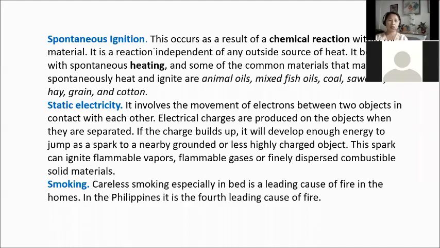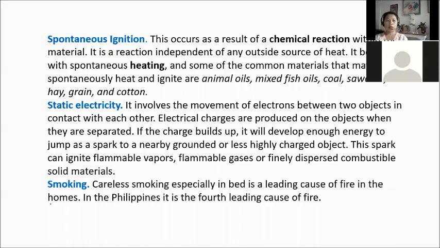Next is spontaneous ignition. So this occurs as a result of chemical reaction within the material. And static electricity, this involves the movement of electrons within two objects in contact with each other. So electrical charges are produced on the objects when they are separated. So if the charge builds up, it will develop enough energy to jump as a spark to a nearby grounded or less highly charged objects.